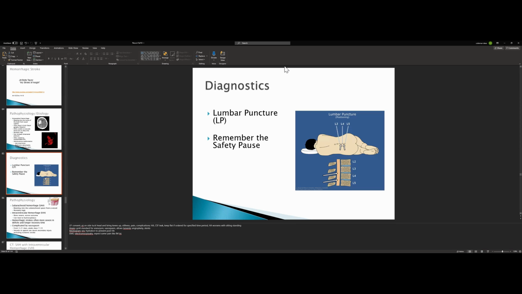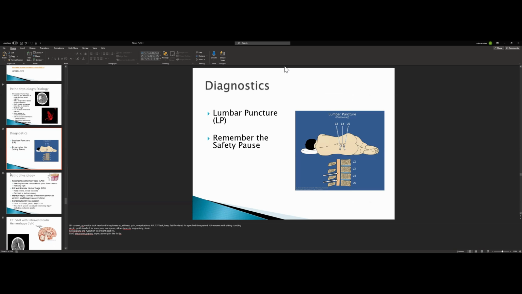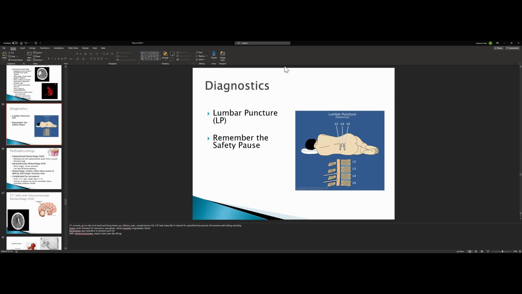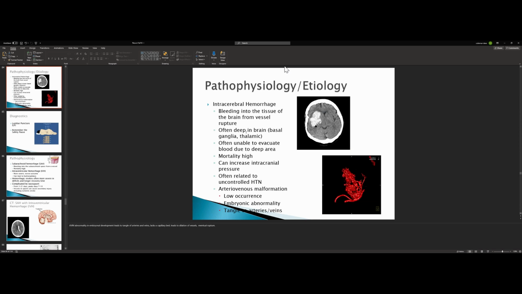I think we talked a little bit about LPs already. Let me jump back to ICH real quick. So treating these patients, you want to, one, not make it any worse, right? And two, treat the underlying cause.